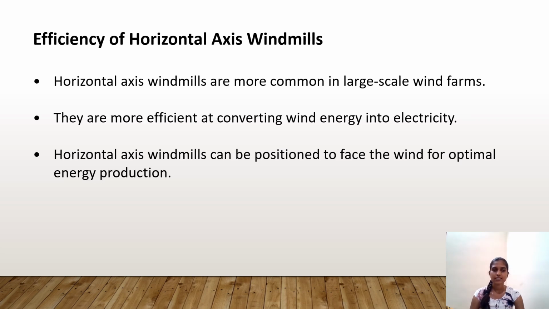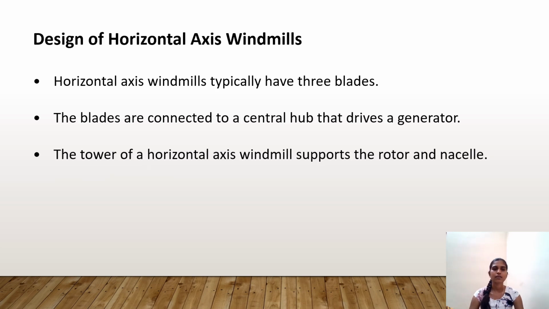Next, we can discuss the efficiency of horizontal axis windmills. Horizontal axis windmills are more common in large-scale wind farms. They are most efficient in converting wind energy into electricity. Horizontal axis windmills can be positioned to face the wind for optimal energy production.